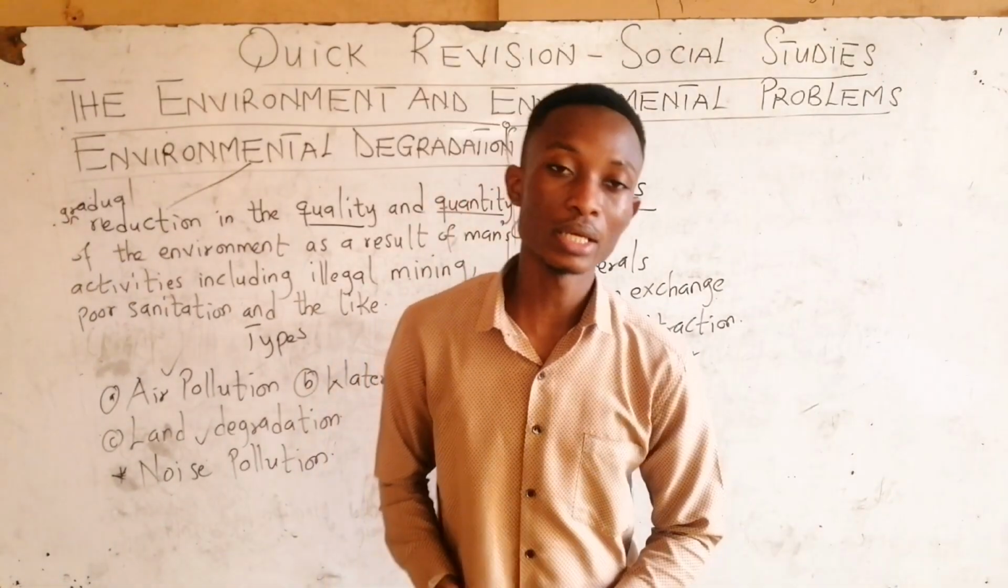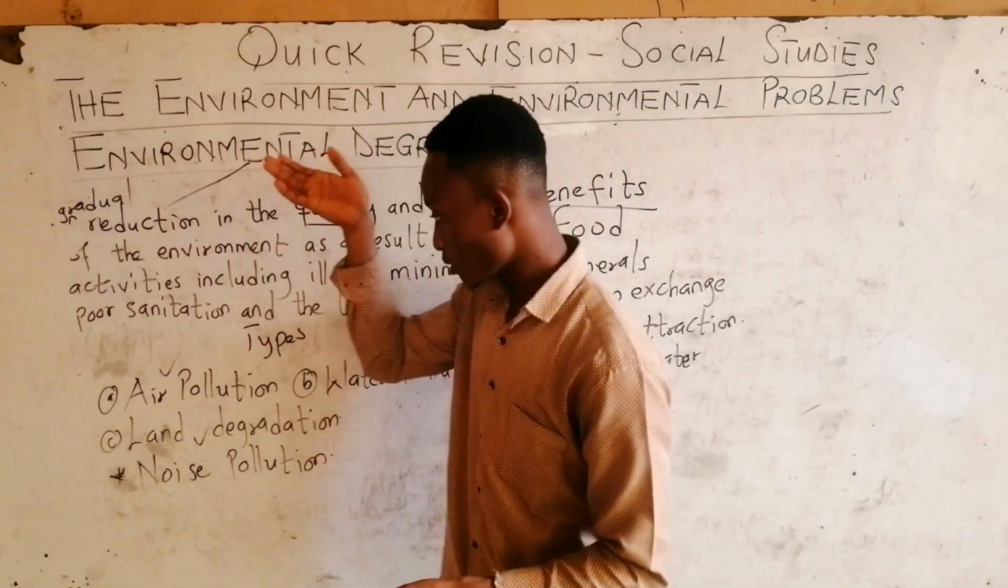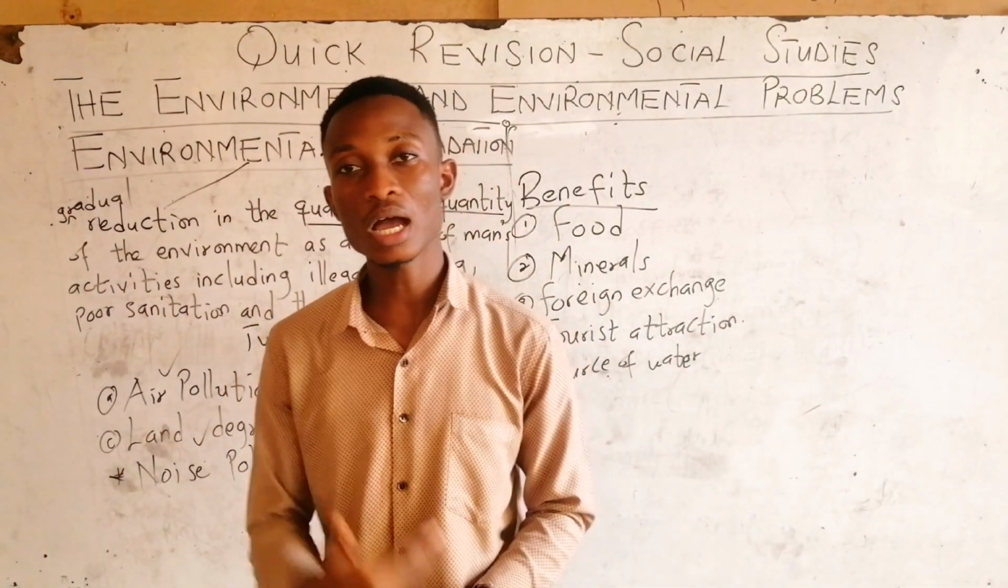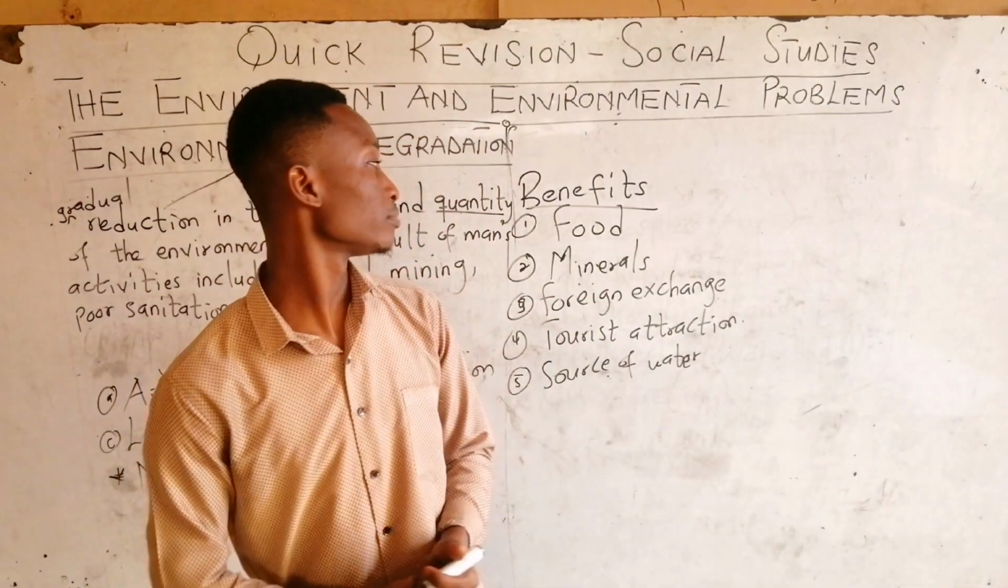Now, we are going to end here. In our next lesson, we look at the meaning of these three, some causes of them, some effects, and how we can curb them.